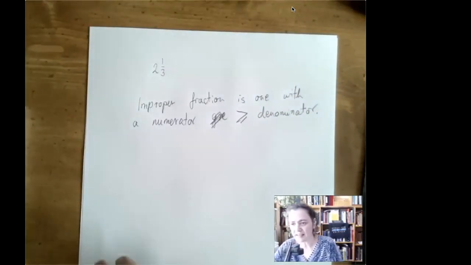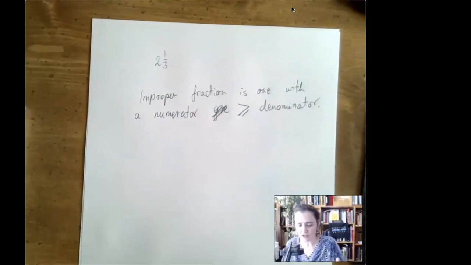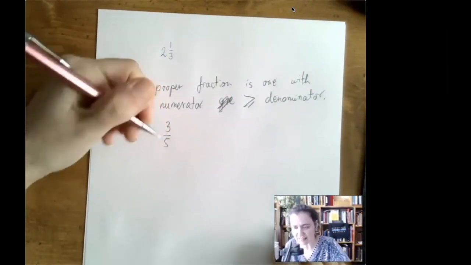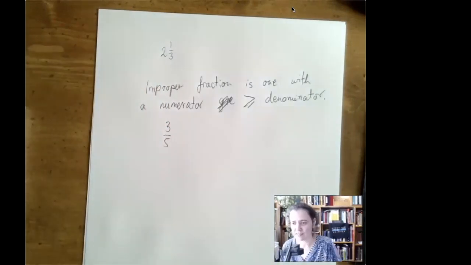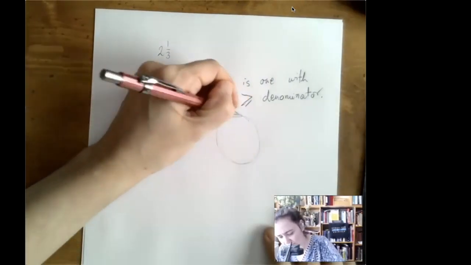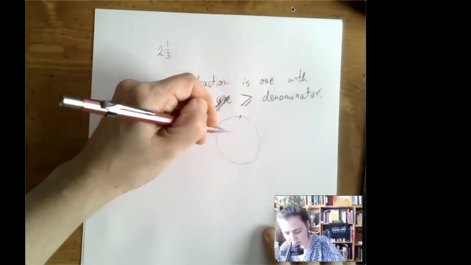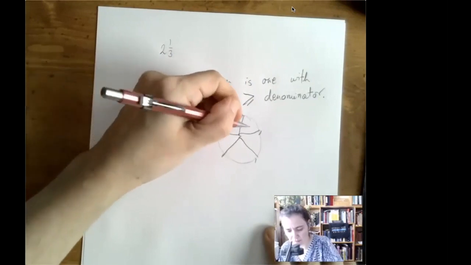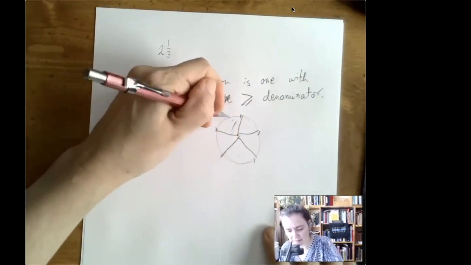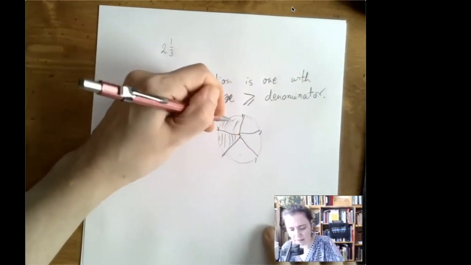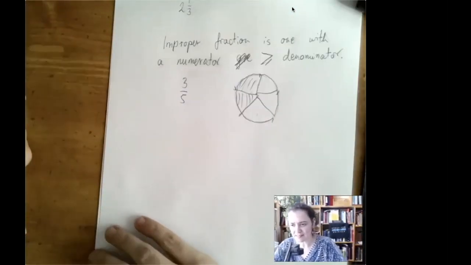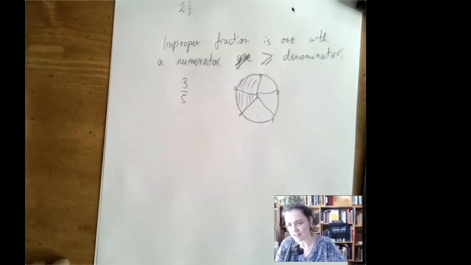So until now, I was very careful that the numerator was always smaller than the denominator, something like 3/5. That's genuinely a part of something, right? 3/5 would be, here is the whole thing, and this is 1, 2, 3, 4, 5, and then we take this. And that makes sense.